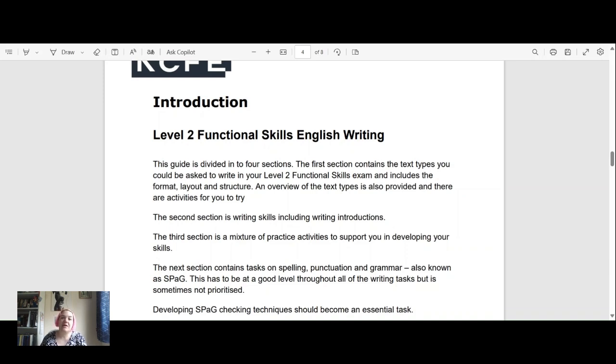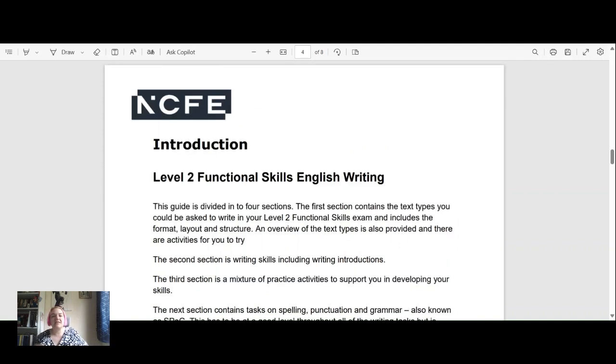Hello everybody. What we're going to be having a look at in today's session is some of the advice and guidance that is offered to us by our exam board, NCFE, when it comes to the Level 2 Functional Skills English Writing exams. As you should be able to see on the screen here, this is a document from NCFE. This is from our exam board, not any third-party website. It's nothing I've created myself. So the information here is absolutely correct, and this is from the exam board themselves.